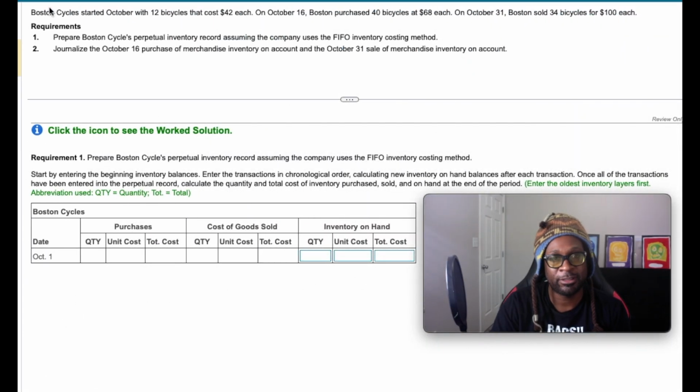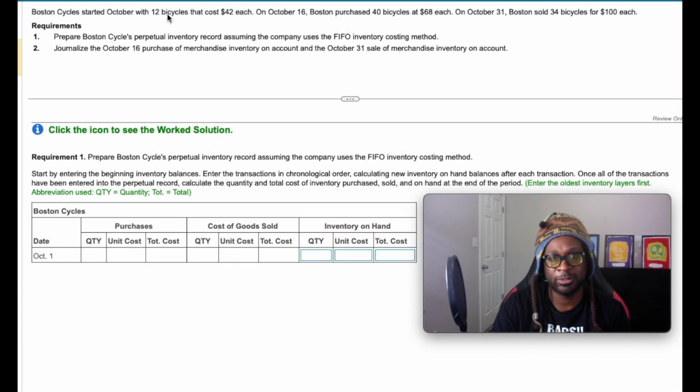So it tells us Boston Cycle started October with 12 bicycles that cost $42 each. On October 16, Boston purchased 40 bicycles at $68 each. On October 31st, Boston sold 34 bicycles for $100 each. And so they want us to prepare the perpetual inventory record, assuming the company uses FIFO, and journalize the purchases and the sales.